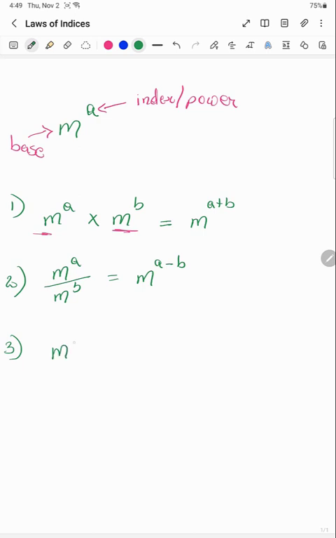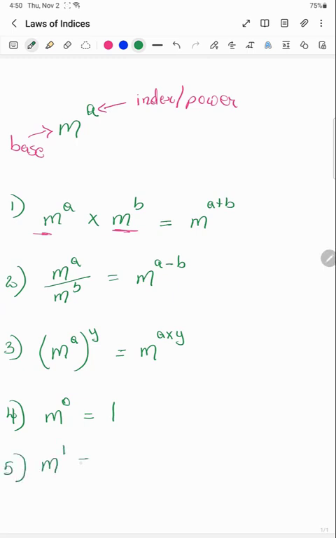Okay, good. So let's look at another one involving brackets. Say we have M to the power of A all to the power of Y. So in this case, we're going to multiply the indices. And then here are some others. Anything raised to the power of 0 is 1. And then finally, anything raised to the power of 1 will be itself.